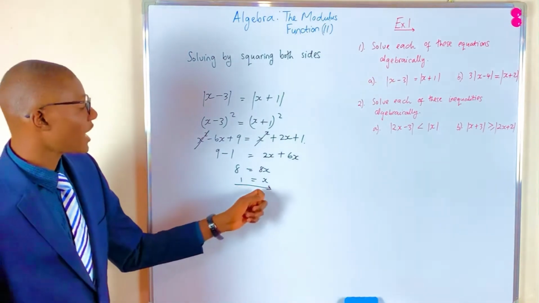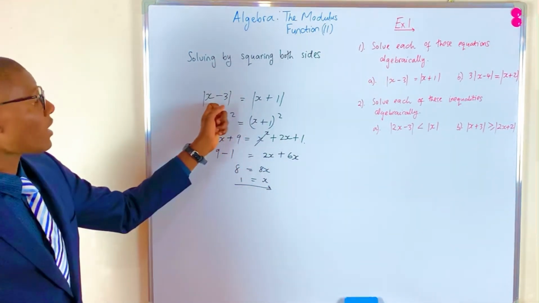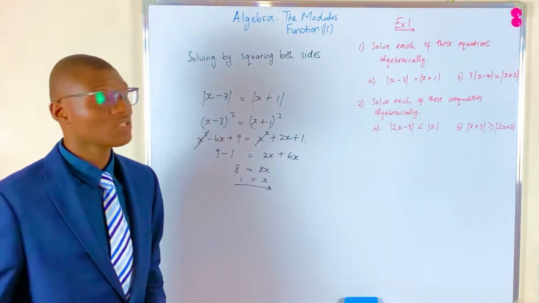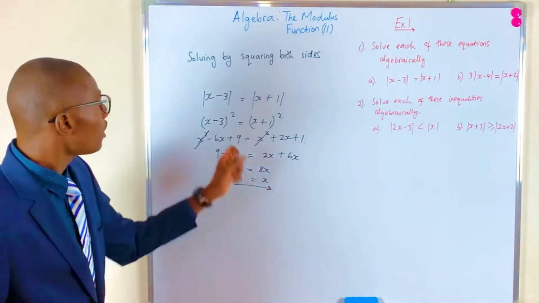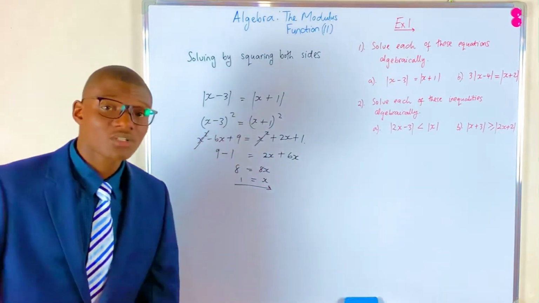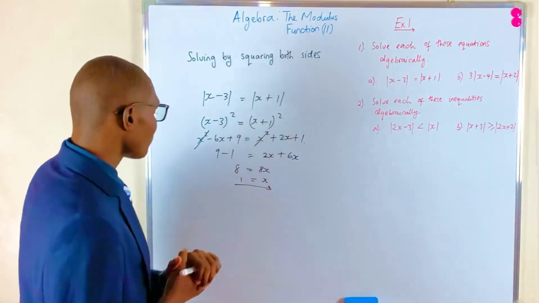And then if we'd like to prove it, when x is 1, we've got 1 minus 3 to give us minus 2. And then when x is 1, here we've got 1 plus 1 to give us a 2. The modulus of minus 2 is the same as the modulus of 2 because we simply get a 2. Now let's move on to part B.